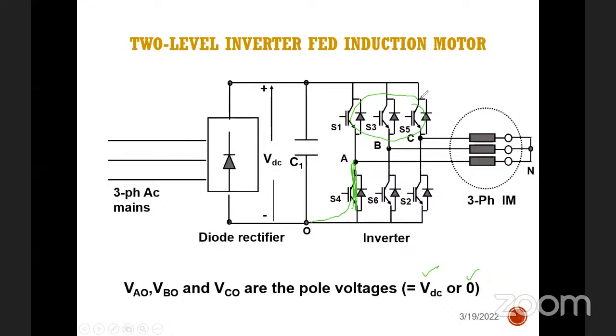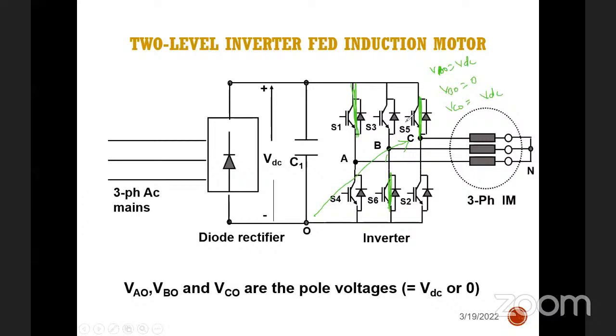For example, if your upper switch is on, what is VC0? VC0 is nothing but VDC. For example, this switch is on at that point of time. What is VB0? VB0 is zero. At that same moment, this switch is on, so what is VA0? VA0 is nothing but VDC. So during this interval, VA0 we are going to get as VDC, VB0 as zero, and VC0 as VDC. So either VDC or zero.